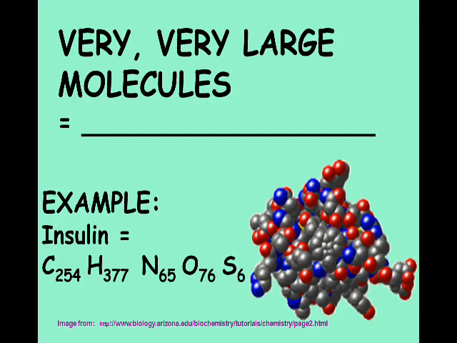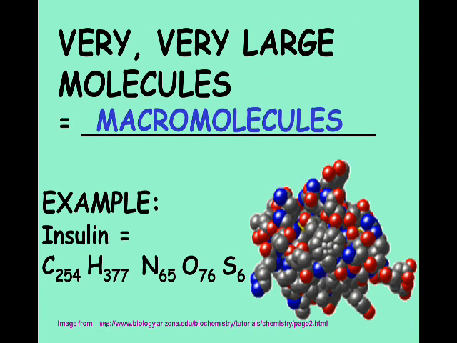In living things, we often have very big molecules. How many of you, when you were little, played with those little tiny cars and trucks? We call them micro machines. Micro means small. Think microscope, micro. The opposite of micro is macro. Macro means big, really big. And a lot of molecules in living things are very big molecules. We call them macromolecules.